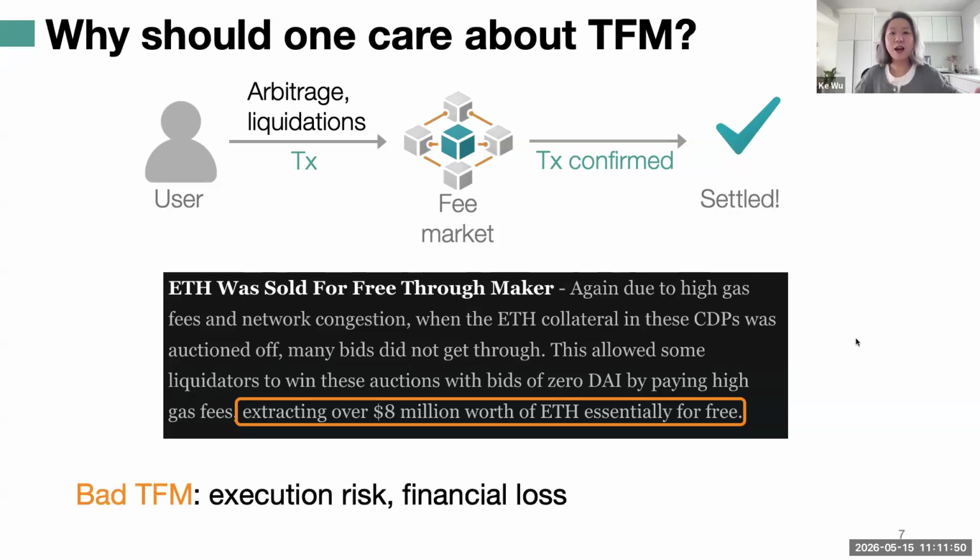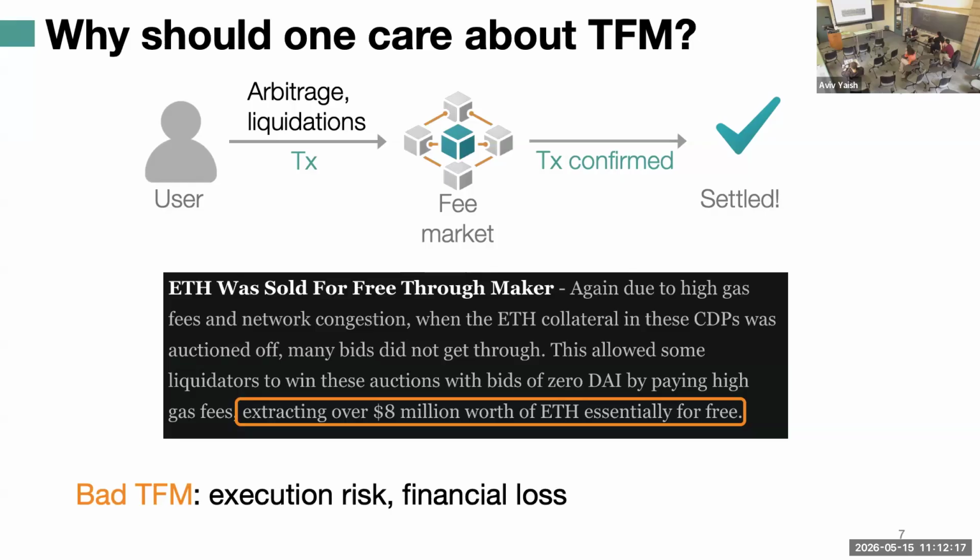So we do see that with a bad transaction fee mechanism, if the user does not have a good estimation of the transaction fee, they can face execution risk and financial loss. So that's why you should care about it, and that's why we want a good transaction fee mechanism. Any question up to this point about this setup, why this is an auction?